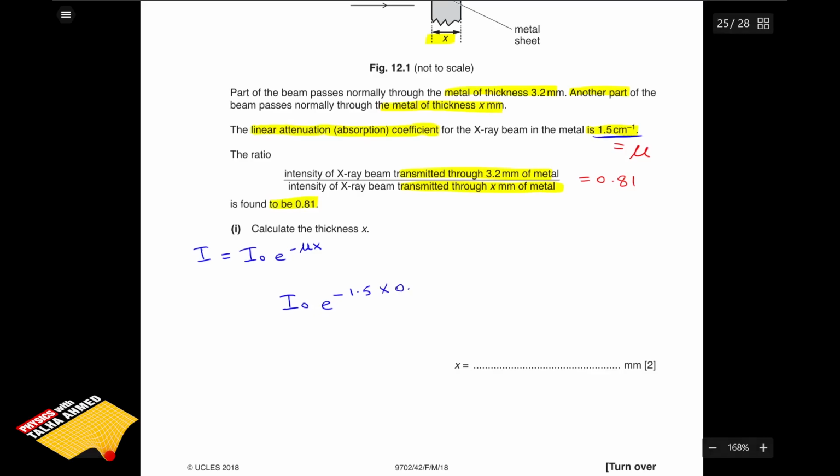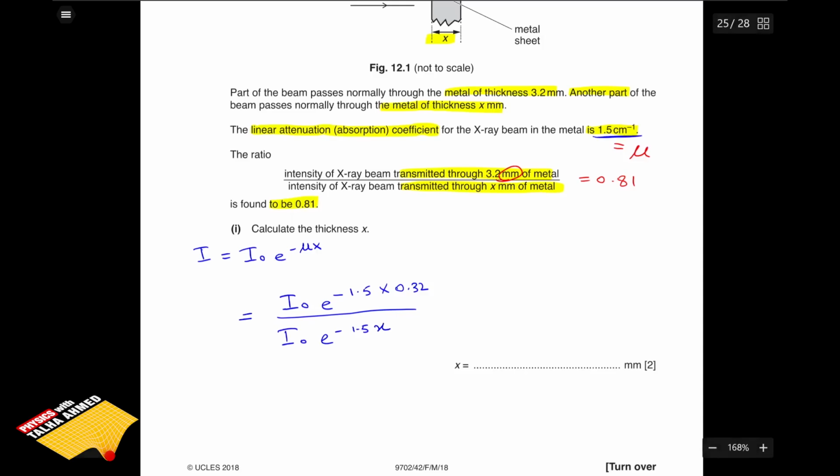So I've written I naught times e to the power minus 1.5 times 0.32. Now, why have I written 0.32 here? Because I've converted millimeters to centimeters in order to make the units consistent. In the denominator, I have the same formula again, but this time I don't know the thickness.